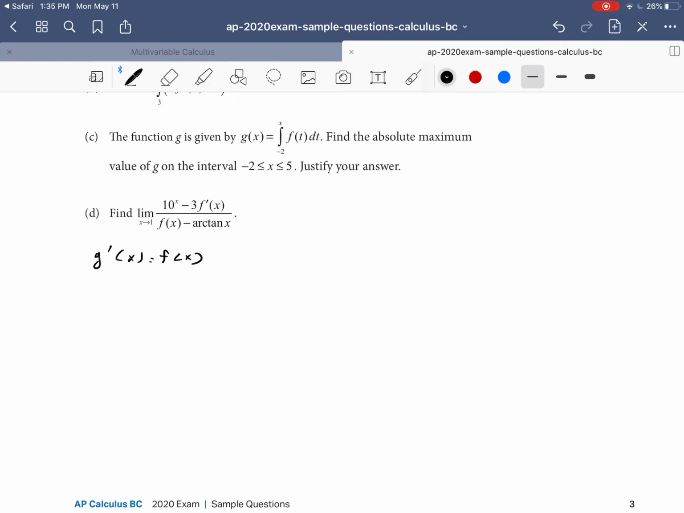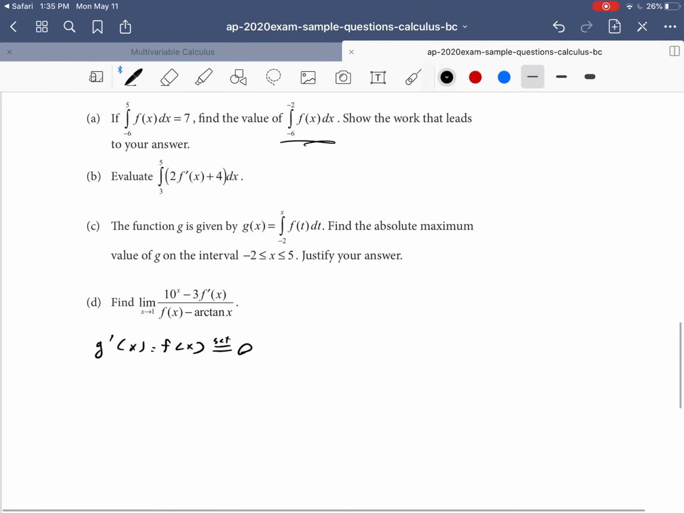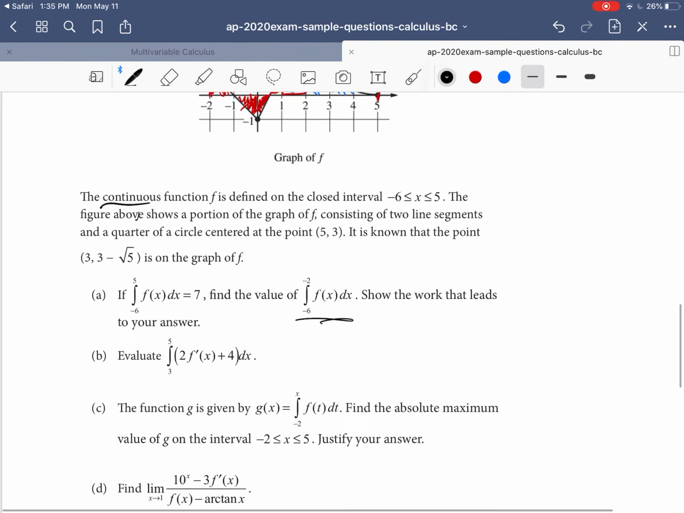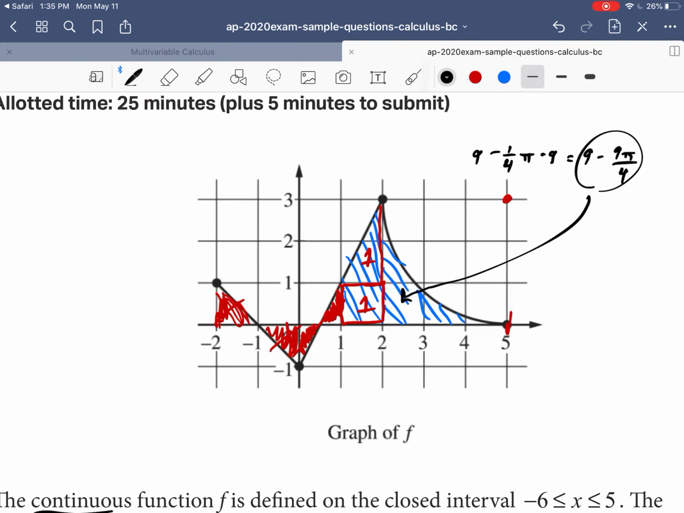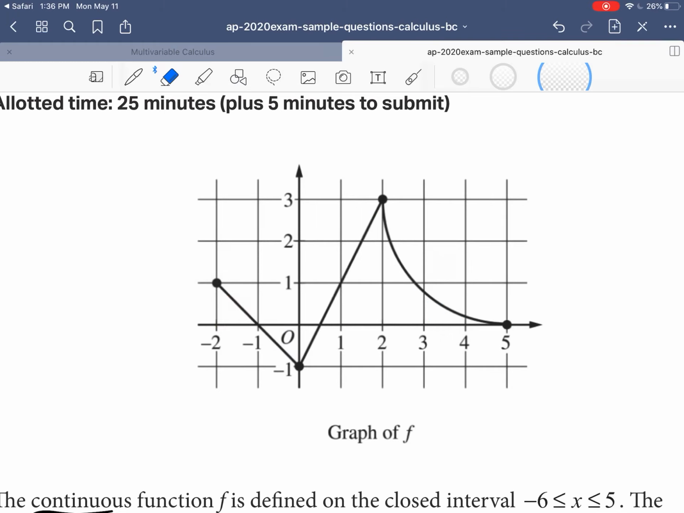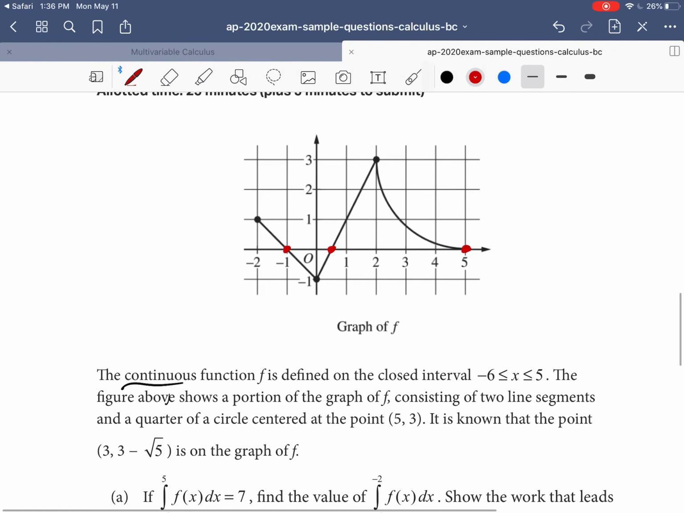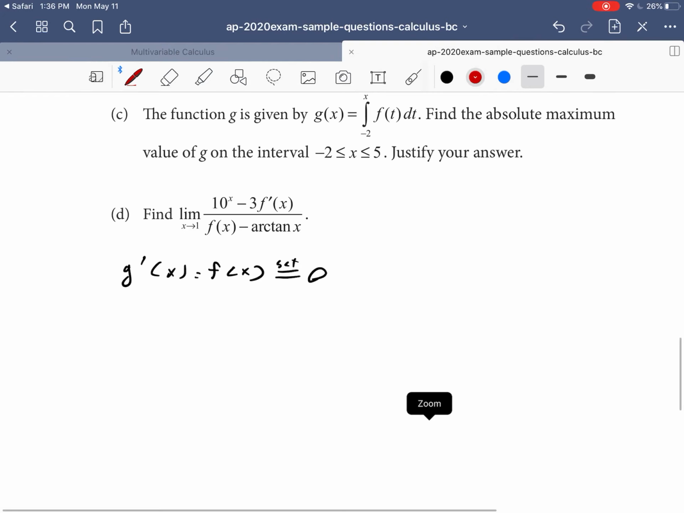So g of x is this. That means by the fundamental theorem of calculus that g prime of x is just going to be f of x. And we need to set that equal to 0 to find our critical points. So we're basically asking ourselves, when is this function 0 on negative 2 to 5? Let me erase this stuff because I'm done with this problem now. We have a critical point here. That's a 0. That's a 0. And then this is a 0 right here.